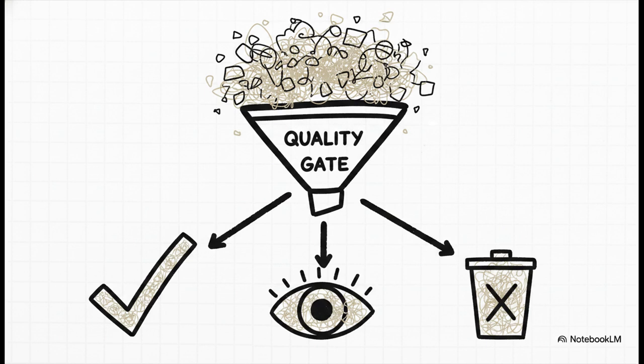It generates a simple JSON with a confidence score from 0 to 1 and a clear routing action. If the score is high, like 0.9, it's approved instantly. If it's borderline, it goes to manual review. And if it's useless, it gets totally rejected on the spot.